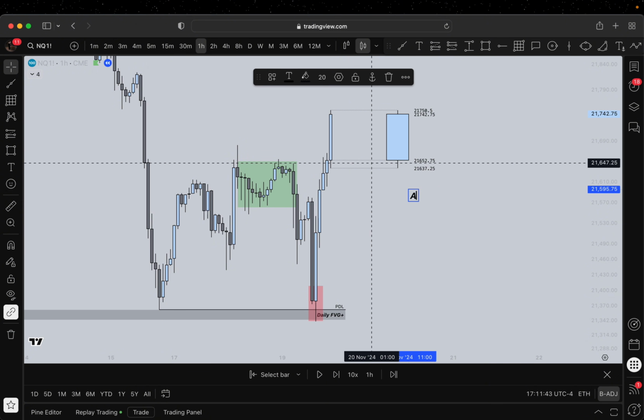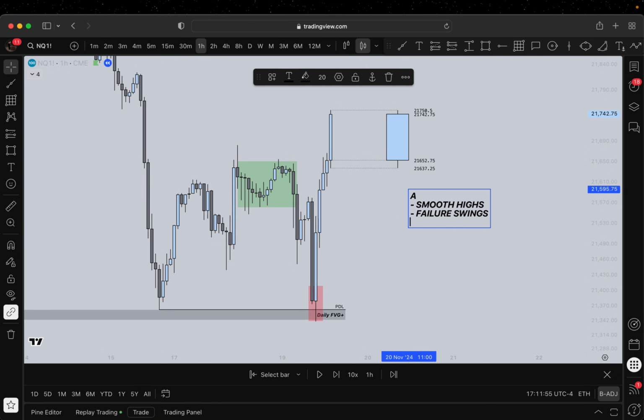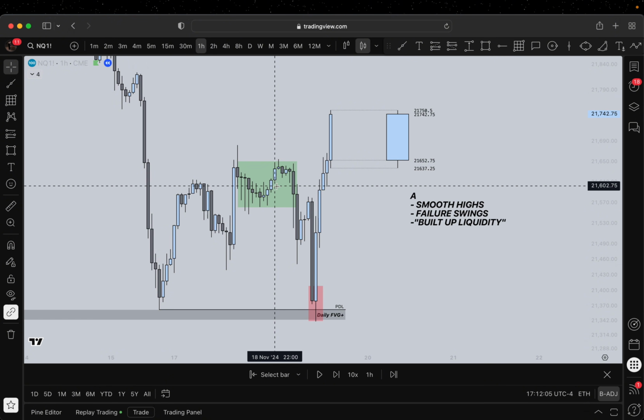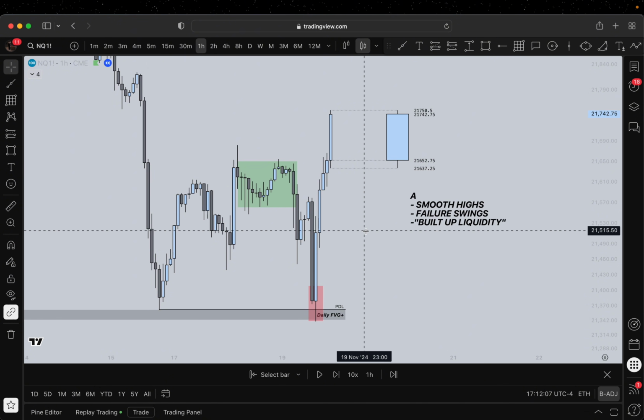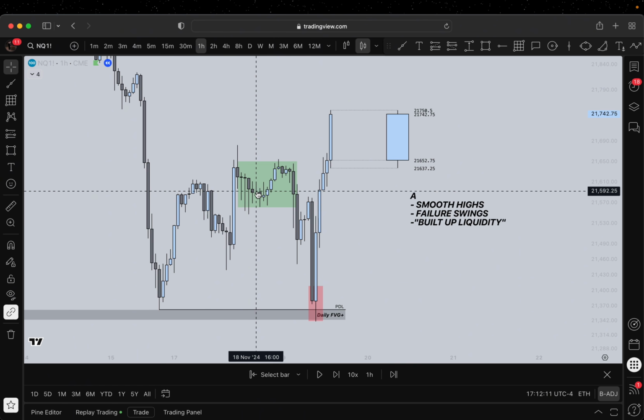So accumulation. What do I want to see in my accumulation? Actually, I'll just do it A. You want to see smooth highs. I'll go ahead and do it like this. Smooth highs, failure swings, built up liquidity. That's what you want to see. Notice how here we're going sideways. We're just building up orders. Because what is an accumulation? It's accumulating what? Orders. So going sideways is accumulating orders because no one's manipulated out yet.